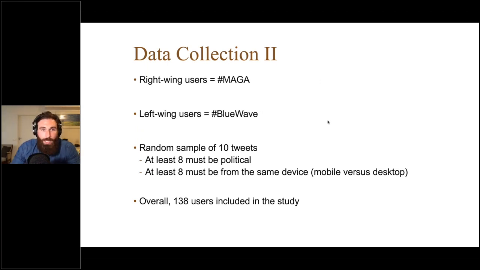users on these hashtags, took a random sample of 10 of each of these users' tweets and kept them in the data set if at least 8 of them were political, meaning roughly that 80% of their tweets were about politics, and at least 8 came from the same device, mobile or desktop, which is important because most of the literature suggests that you're more likely to click disinformation or one of these spear phishing links on a mobile device because it's a smaller screen and you have fewer cues to see whether something is fake or not versus a larger desktop screen. So overall, 138 users were included in the study because Twitter eventually shut down the bot.